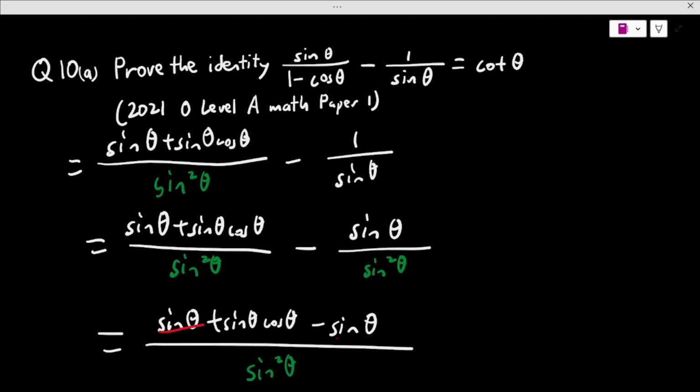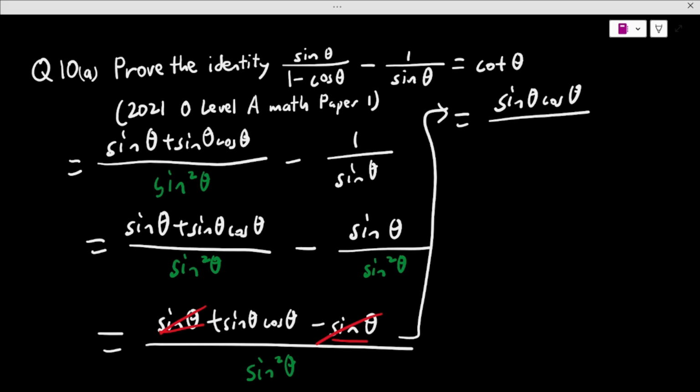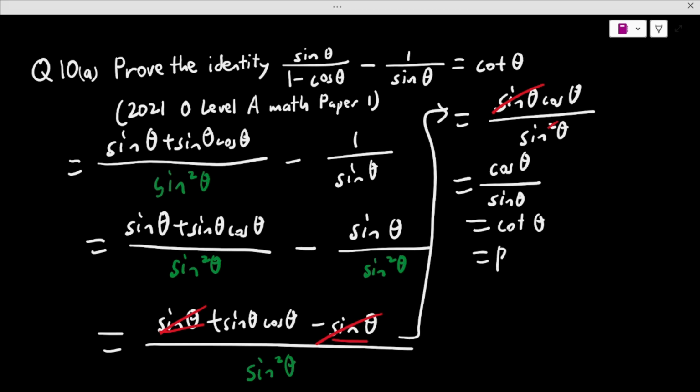Alright, we have a sine theta and minus sine theta, so those two things cancel out. So we can rewrite the expression in the form of sine theta cosine theta over sine square theta. There's a sine theta on the numerator and denominator, so let's go ahead and cancel that out. This gives us cosine of theta over sine theta, which gives us cotangent of theta, which is the right-hand side. So that is proven. Alright, let's move on.